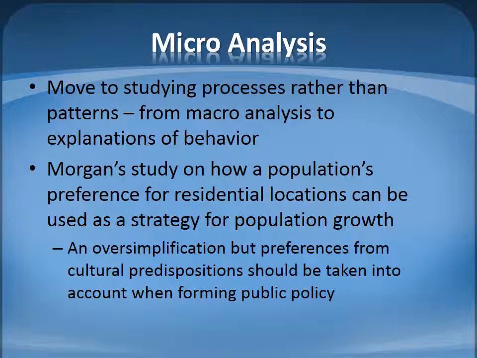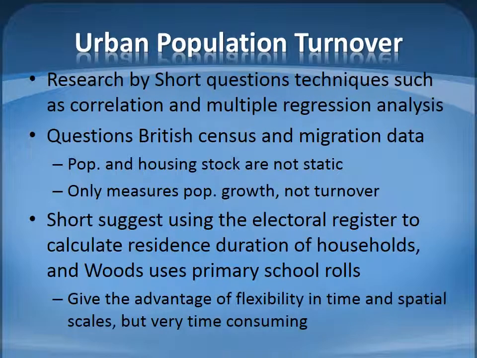And it talked about Morgan's study on how population's preference for residential locations can be used as a strategy for population growth. Then it discussed urban population turnover studies in Britain. There was research by Short, and he questioned techniques such as correlation and multiple regression analysis in studying population turnover. And he also questioned using the British census and migration data because population and housing stock are not static, and really only measure population growth, not turnover.